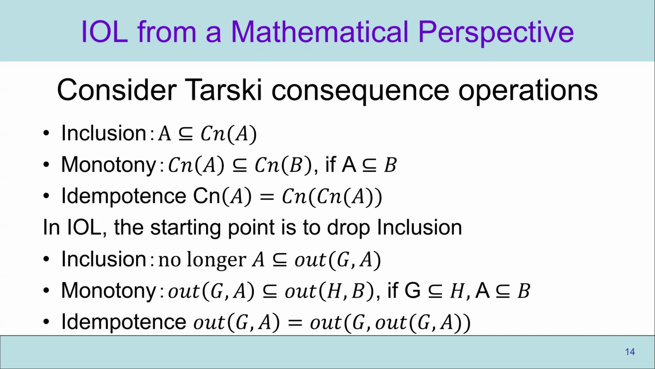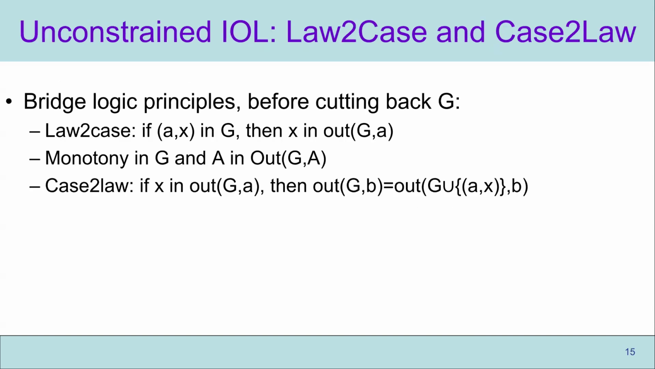And of course, the question is, do we still have idempotence? So we can still have it: if we apply the function twice, it will be the same as applying it only once. So this is, let's say, the non-monotonic inference or monotonic inference relation. You just drop inclusion and that's all.